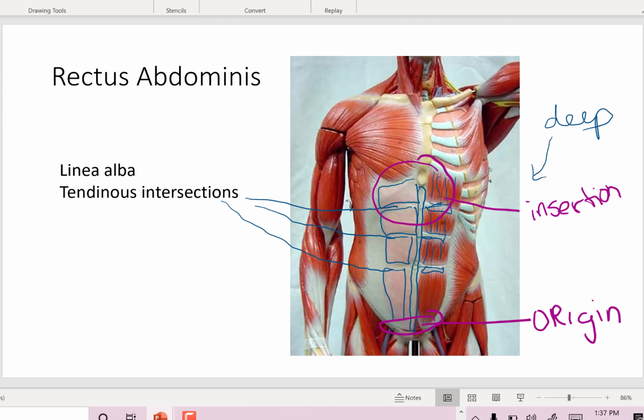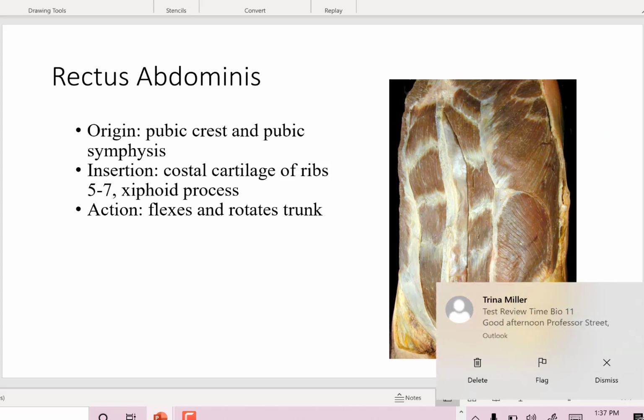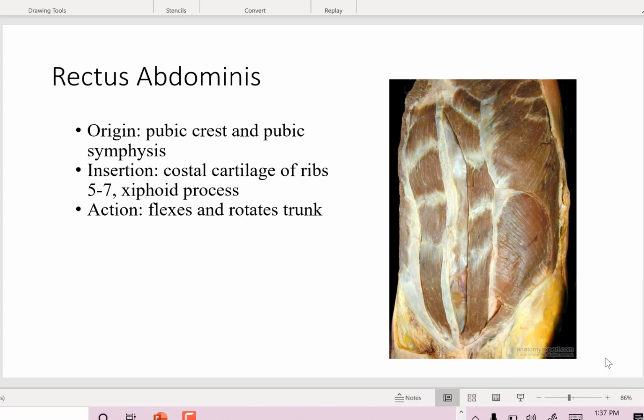Now, the rectus abdominis can also be seen on this cadaver model here. We can see the rectus abdominis in between those tendinous intersections. Again, the origin is down here at the pubic crest and pubic symphysis, and the insertion is up towards the chest, the costal cartilage of ribs 5 through 7, and the xiphoid process. Its job, like the external oblique and internal oblique, is also to help with flexion of the trunk and rotation.